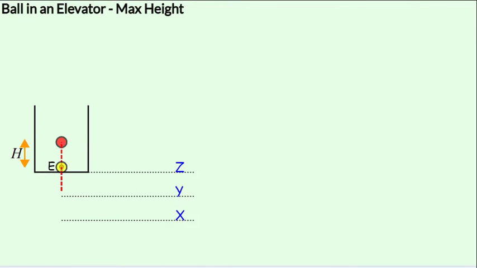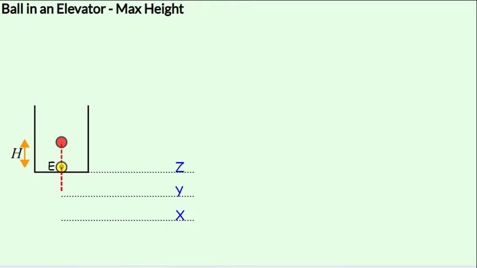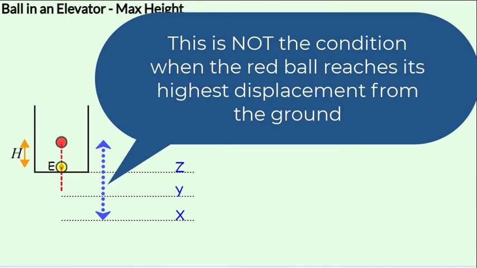As the elevator moves from Y to Z, the distance between the red and yellow balls keeps increasing. But as we shall see in the next step, if the elevator goes higher than Z, the distance between the red and yellow balls will begin to decrease. Also, it is important to note that this is not the scenario where the red ball reaches its highest position from the ground frame of reference.